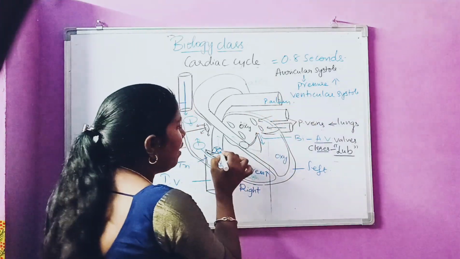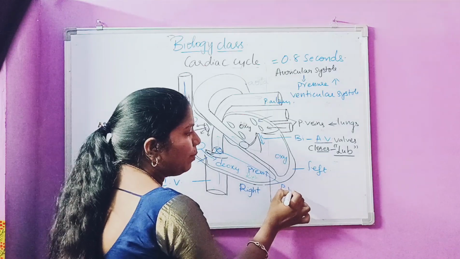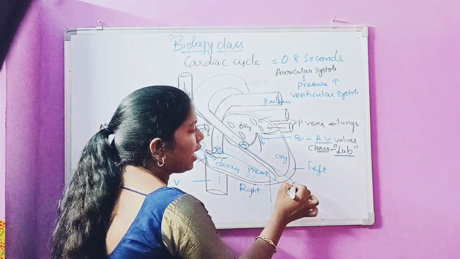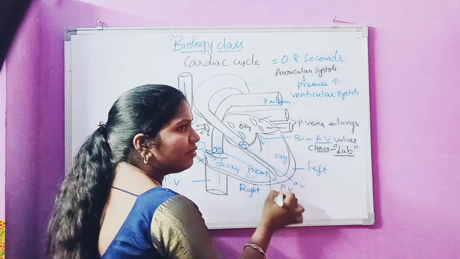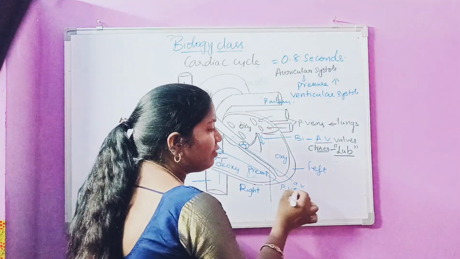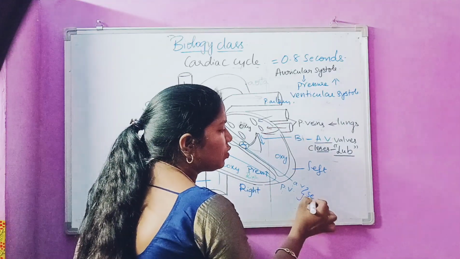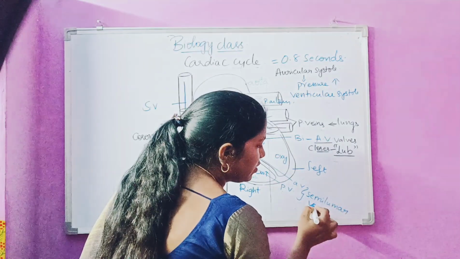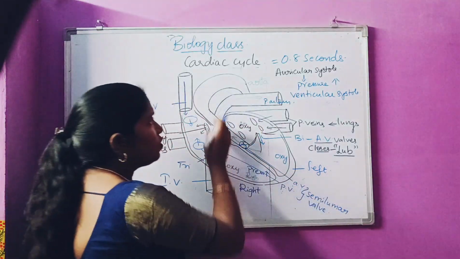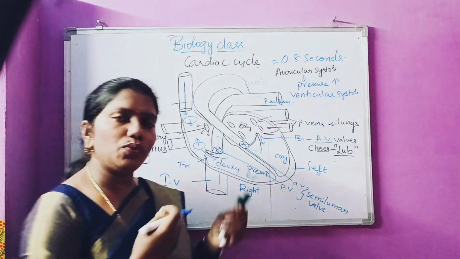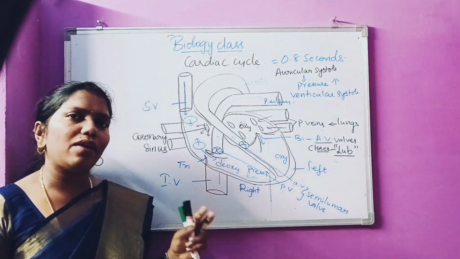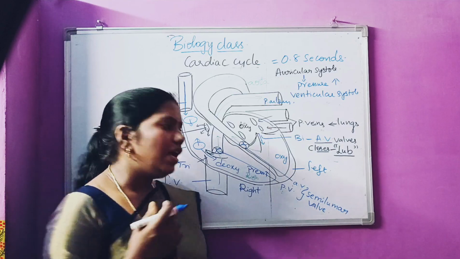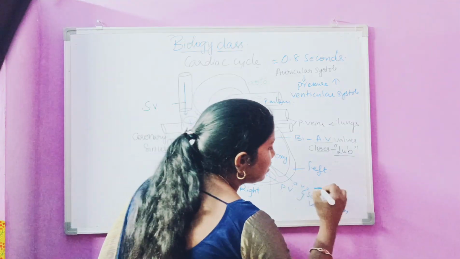So the valve is the pulmonary valve. Pulmonary valve. And this is aorta. So this is called the aortic valve. Both the valves close. Both the valves together are called semilunar valves. As the blood is going into the respective arteries, it tries to come back. To prevent the backward flow of blood, the semilunar valves close. Then we can hear the second sound, dub.